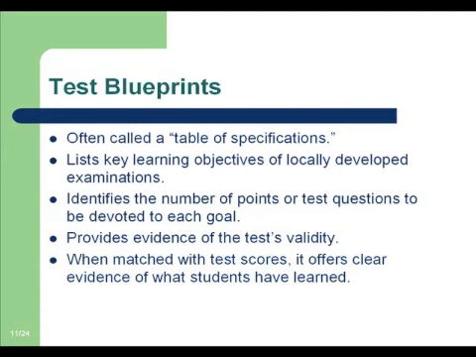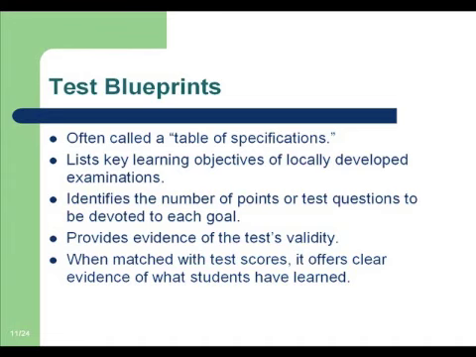Now that we've talked about learning outcomes and the types of learning outcomes assessments that may be appropriate, I want to talk about two different strategies that can be used to document that your assignments do actually assess the learning outcomes you want them to. The first is called a test blueprint. It's often called a table of specifications.